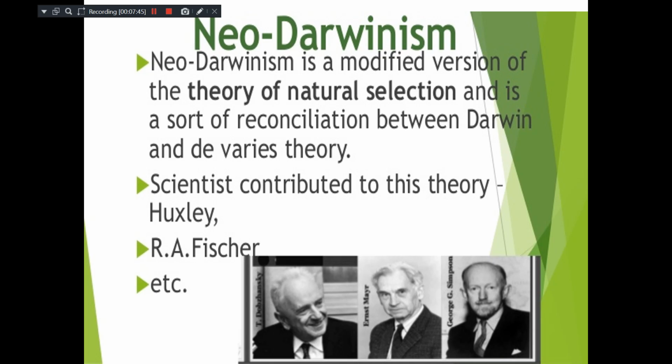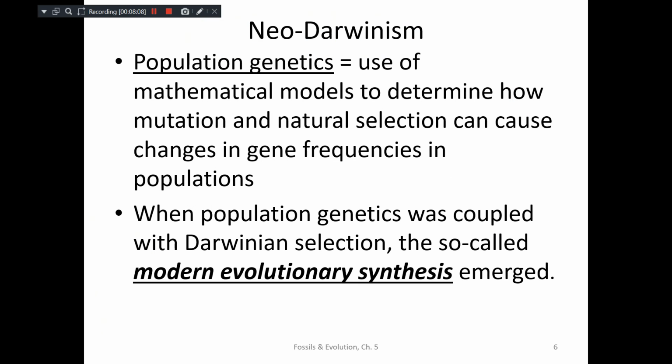Scientists who contributed to this are mainly De Vries, T.H. Huxley, R.A. Fisher, and a good lot of geneticists, who contributed in the initial stages to neo-Darwinism, though more additions were made in the later course by scientists of different fields. Neo-Darwinism started with population genetics.